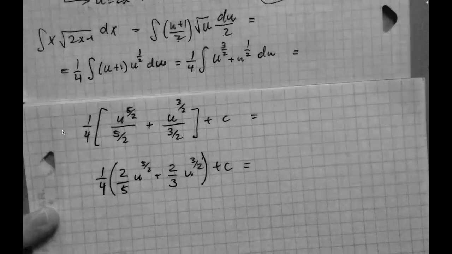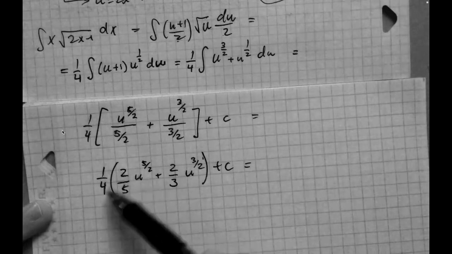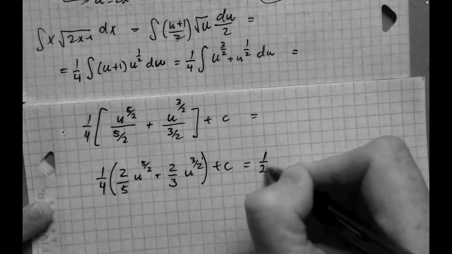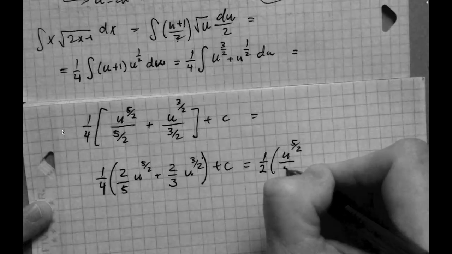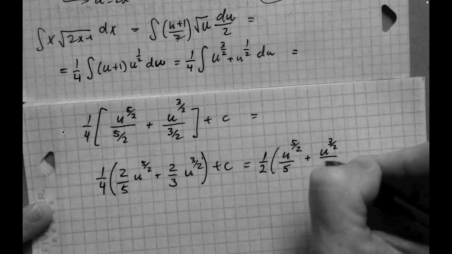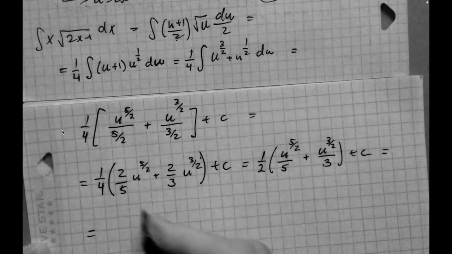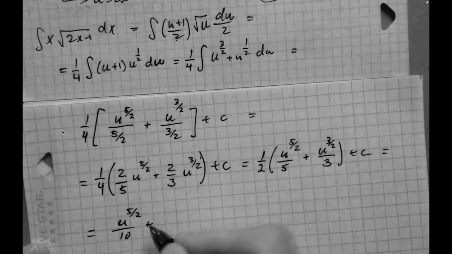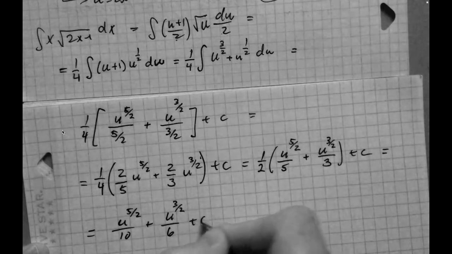Okay, and most of this stuff there's a lot of canceling that can happen. The 2's can cancel with the 4. So I guess we could write it as 1/2 times u to the 5/2 over 5 plus u to the 3/2 over 3. And so you would get u to the 5/2 over 10 plus u to the 3/2 over 6 plus c.